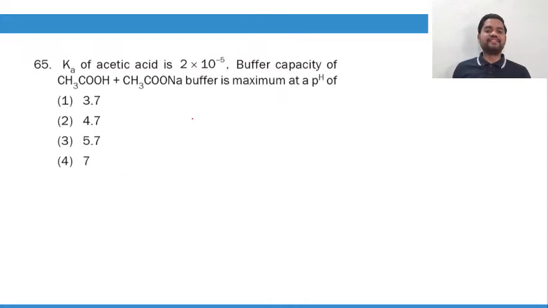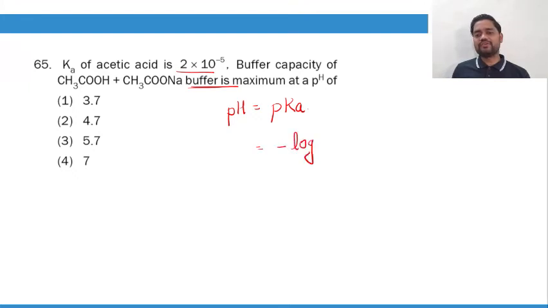Got it? 65. The Ka of acetic acid is given. Buffer capacity of CH3COOH, that is basically a buffer solution, is maximum at pH of. So see, buffer capacity is maximum when pH is equal to pKa. What is pKa? Negative log of Ka. And Ka is given as 2 into 10 raised to minus 5.